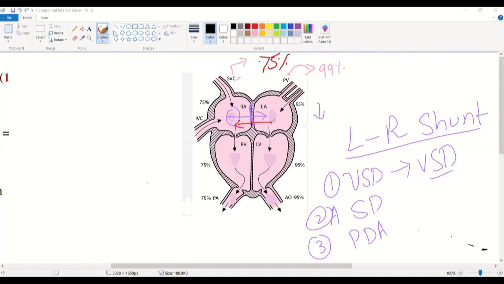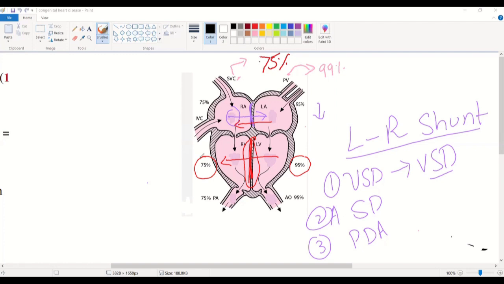This is VSD, ventricular septal defect. So this is the ventricular septum, and there is a defect in this septum. So the higher pressure in the left ventricle mixes with the right ventricle, right? The left has 95% oxygen saturation, and the right ventricle has 75% oxygen saturation. So oxygenated blood mixes with deoxygenated blood, and it will lead to an acyanotic lesion at birth.